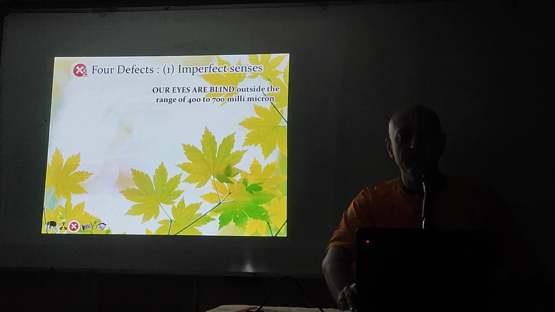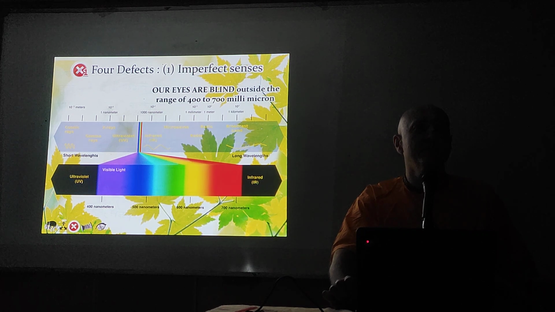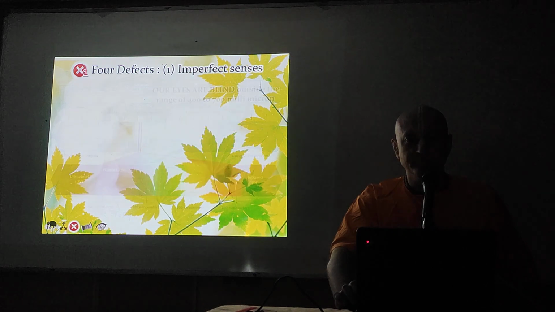Okay, so imperfect senses. This is how our eyes are blind outside the range of 400 to 700 millimicrons. What is our ability to see? People say, oh, show me God. But what's your power to see? What is your ability to see? Anybody here having 20/20 vision? Even that's pretty rare. Just see what is the range of perception that we have.